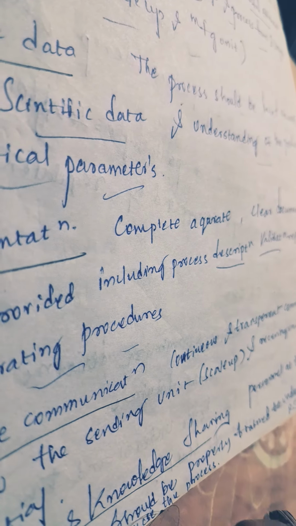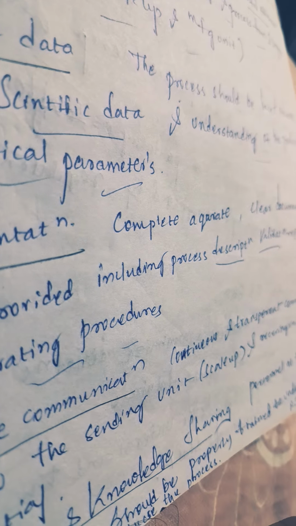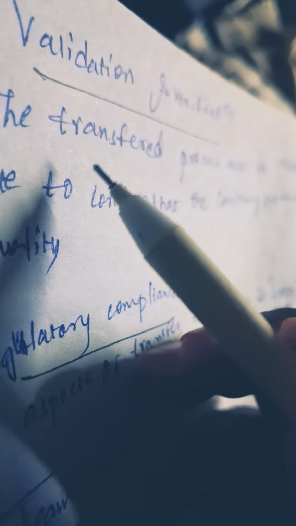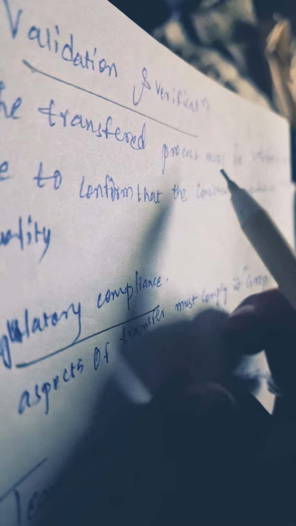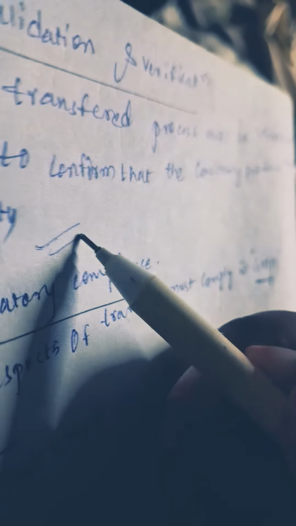In training knowledge, the personnel at the receiving unit should be properly trained and understand the reproducibility of the product and the process. For validation and verification, the transfer process must be validated at the new site to confirm that it consistently produces the desired quality.